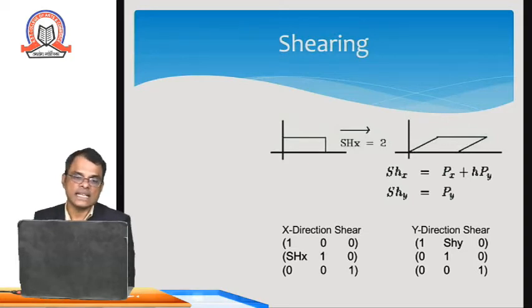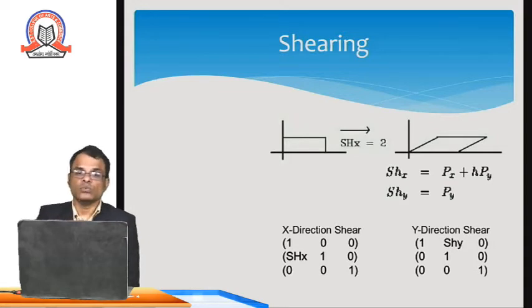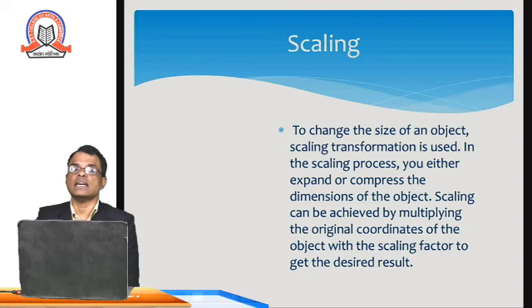So for an x direction shear, SHX I have to use in the second row, and if it is in y direction, then SHY I have to use in the second column. So there I will write those shear values, and when I multiply this matrix with the original x and y positions, then we get some new points. This is about shearing.